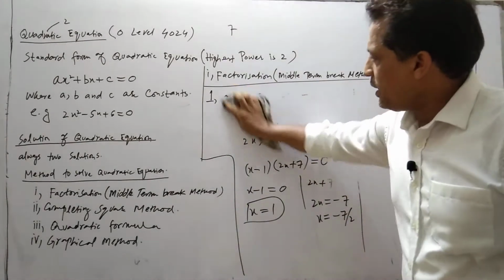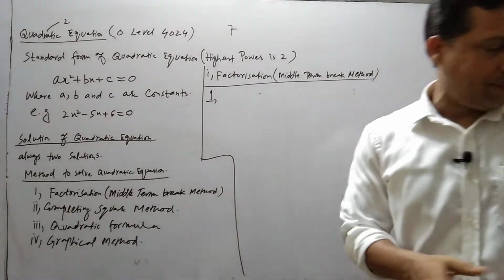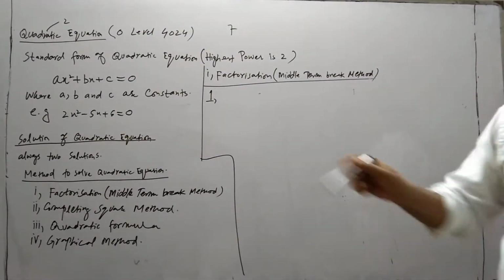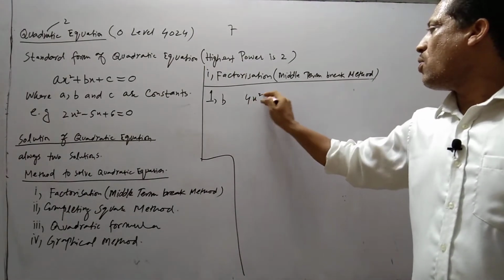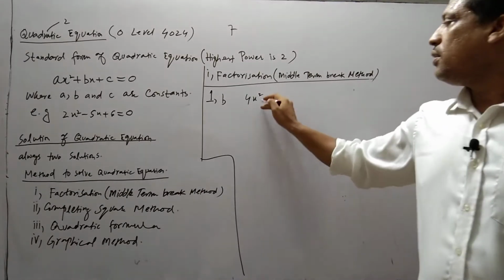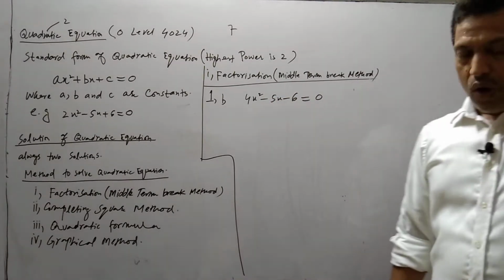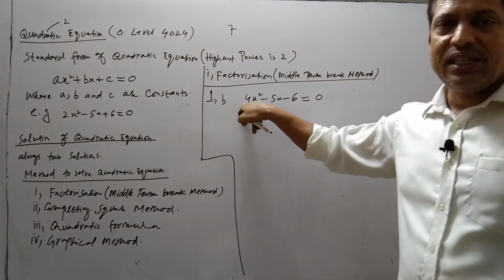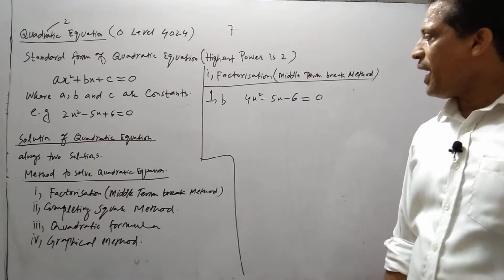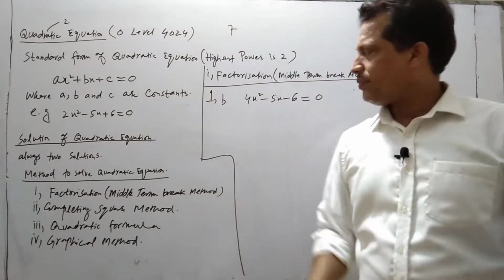Move to another part of the same exercise. Question number 1 is 4x square, part B. 4x square minus 5x minus 6 is equal to 0. What are the factors? The factors are, this is 4. How to break? Okay, let's start all steps again.